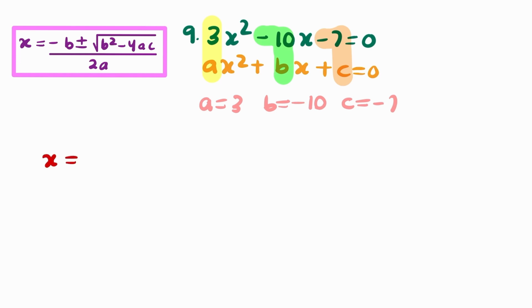x equal to negative b. Negative b means the b value multiplied by minus 1. Now here the b value is minus 10. So we have to multiply minus 10 by minus 1 like this.